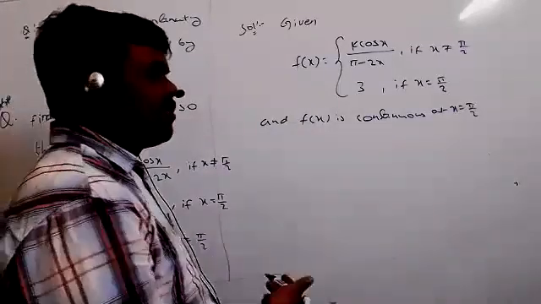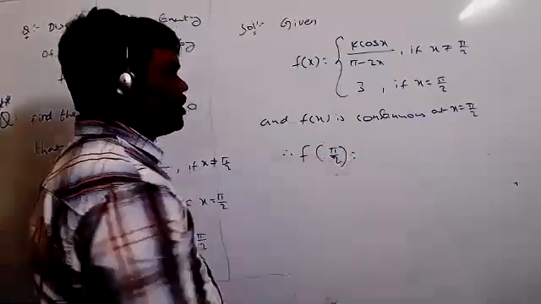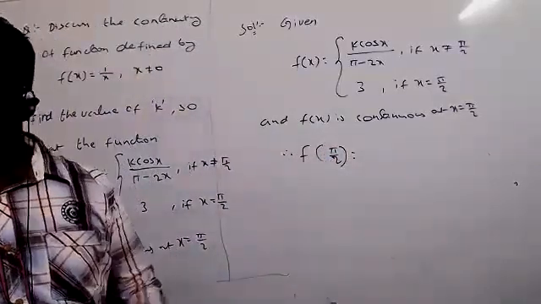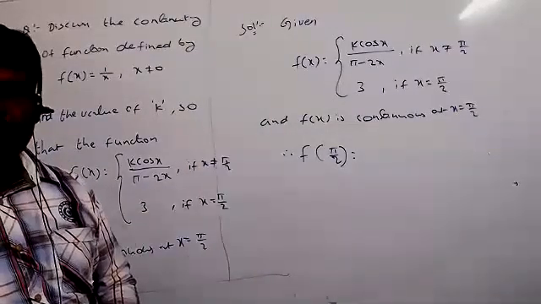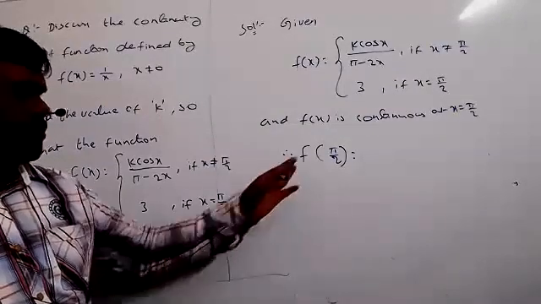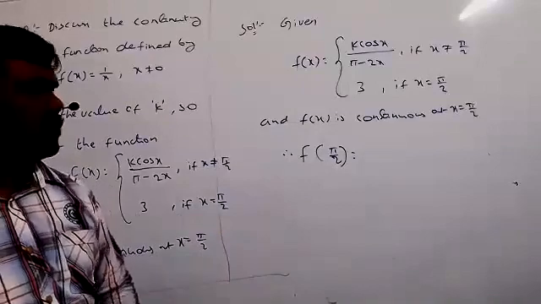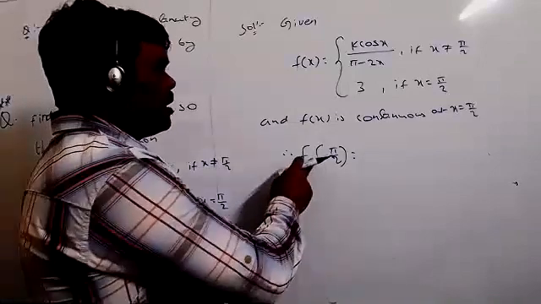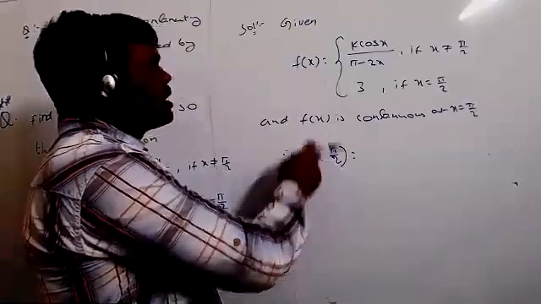Now first you can find the value directly. So f of pi by 2 equals f of pi by 2, because according to the definition of continuity, which we already know very well, f of pi by 2 must be equal to the limit of the given function. That is the reason I am taking it directly now. So f of pi by 2 equals, if x equal to pi by 2, what is the value of f of x?